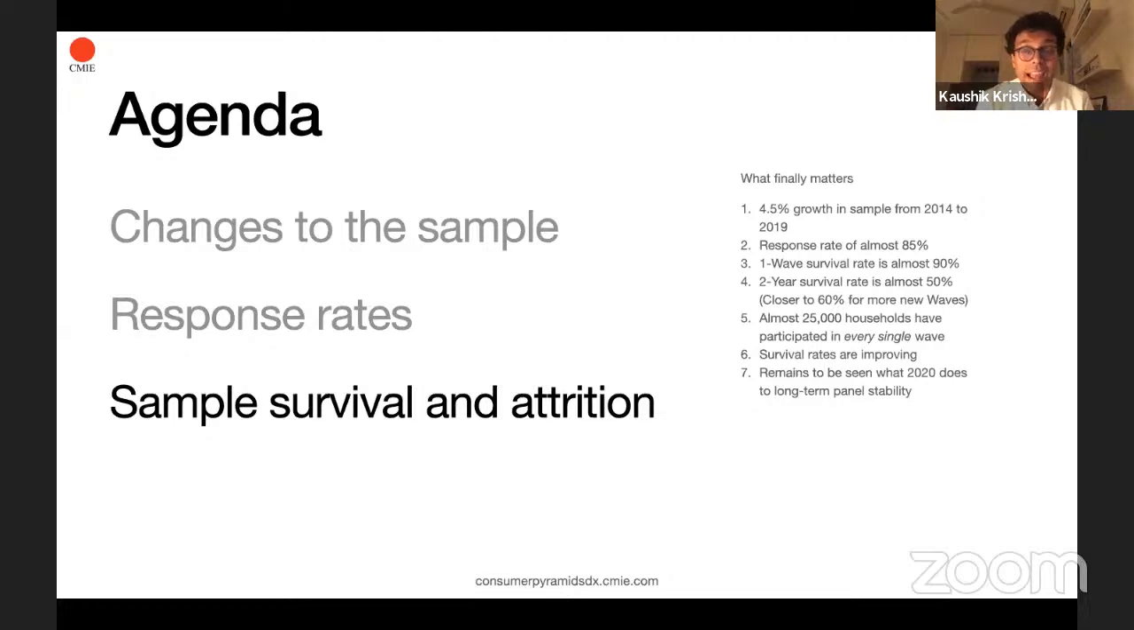We are as invested in a stable panel as you are. We are more invested in a stable panel than you are, probably. So we are doing everything we can to ensure that the panel is stable. We're doing everything we can to ensure that retention rates grow over time. And I'm confident that as we start to escape the lockdown and COVID-19, survival rates will start to improve again and improve very, very rapidly.